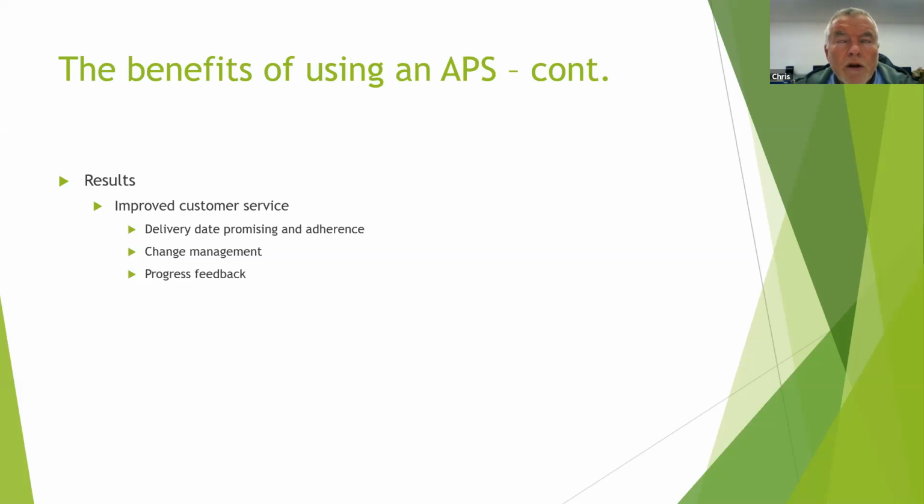Then you need progress feedback. The customers often say, where are you? How far are you? In most factories, they walk around the plant to find out. If you've got a scheduling solution, you can in actual fact tell straight away, and you could ship that information to them by email on a regular basis.